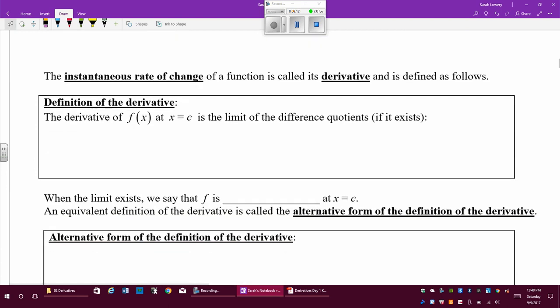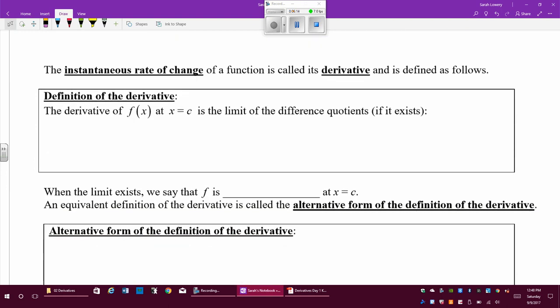So we're going to get to some definitions. And in general, when I put a box around something, that means you need to know it, and it's super important, okay?